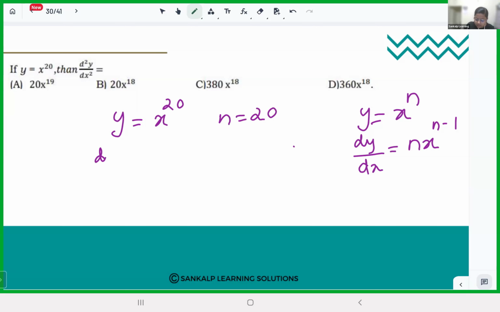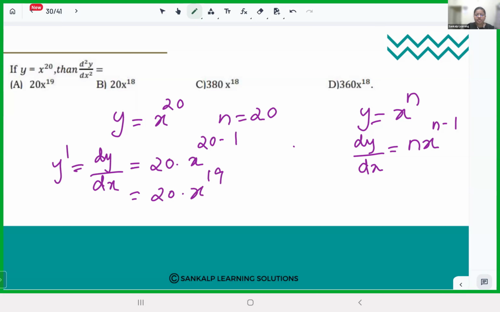So how will you find out the derivative, dy by dx or y dash? It is equal to 20 into x raised to 20 minus 1, that is 20 into x raised to 19. Now, we have to find out the second derivative, that is y double dash, which means d square y by dx square. So we have to differentiate this one again.